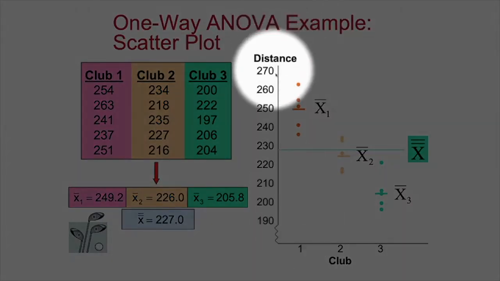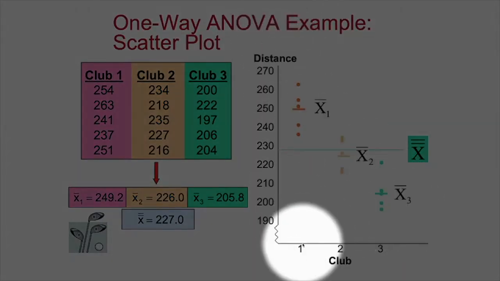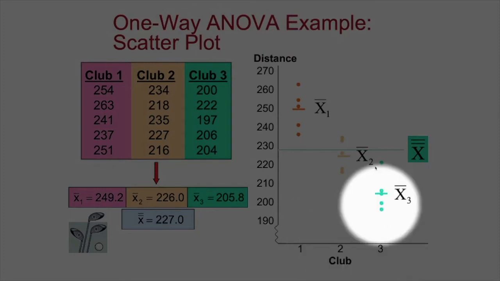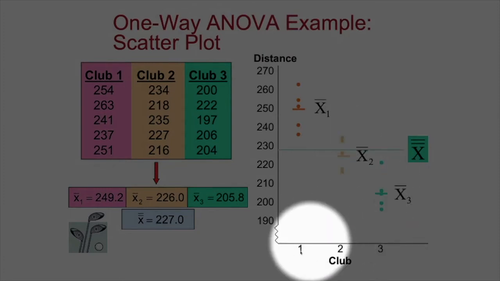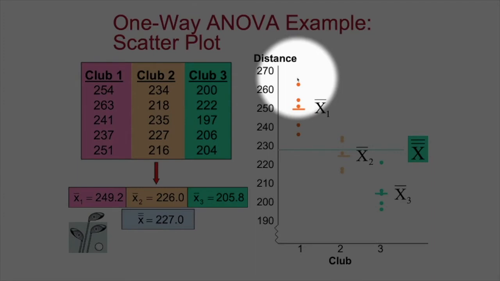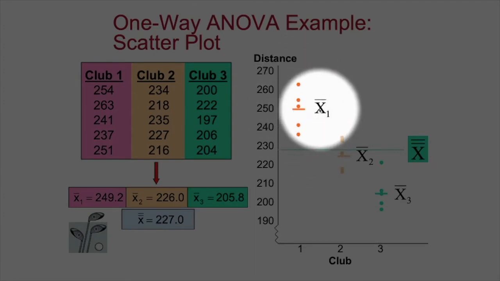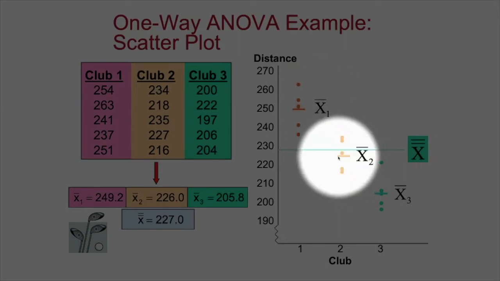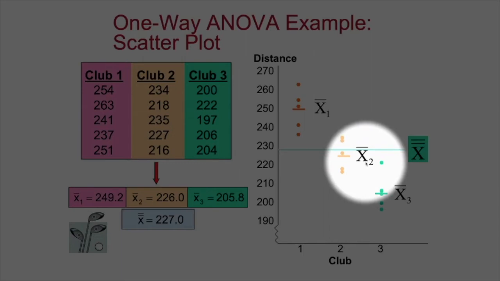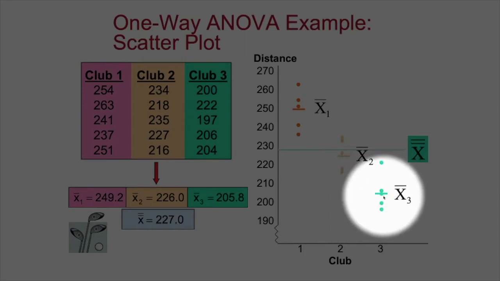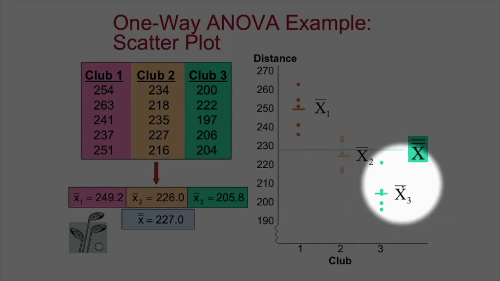So here is the data plotted out. This is club 1, club 2, club 3, and you see this is what defines our 3 groups. Here you plotted the distances, and that little bar is the mean, so that's x1 bar. Here, same thing, you got your 5 values and your mean x2 bar. And this is the mean of the third group, x3 bar.